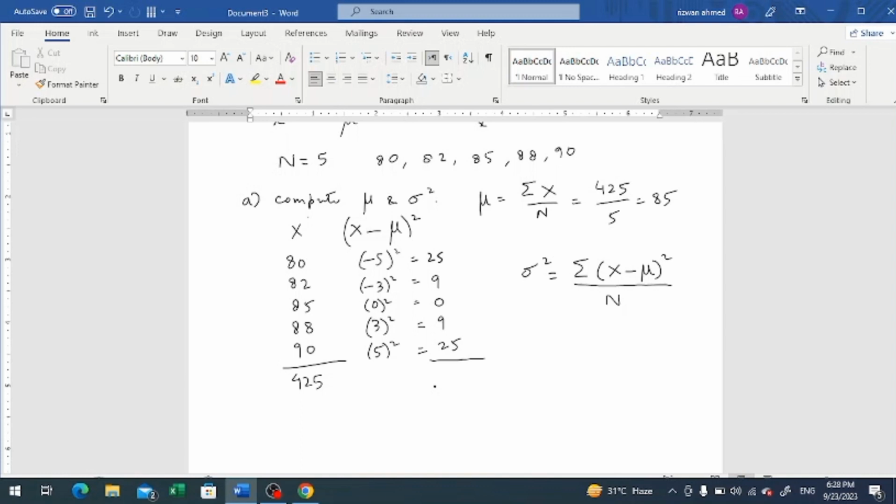Now, we add these numbers and get the sum of 68. We substitute 68 in place of summation of X minus mu whole squared, and to get the average we need to divide it by 5, and this is how we get 13.6 as the population variance. So this is how we have completed the first part of the question, that is computing the population mean and the population variance for a given population of size 5.